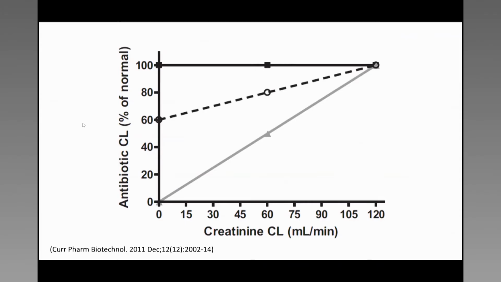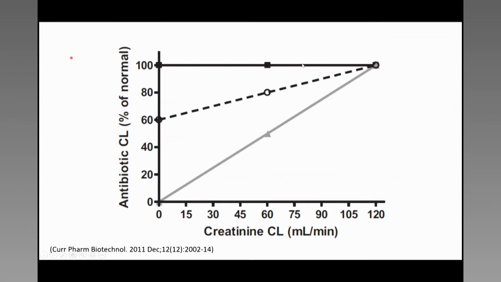I've changed that picture slightly so that I've normalized them all to a single point here of 100%. I'm sorry that the color is different, but we can still see that this is the one which is proportional to GFR. This is the one which has a mixture of kidney and non-kidney clearance. This is an example of a drug that has complete kidney clearance.